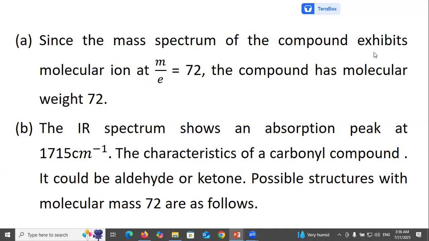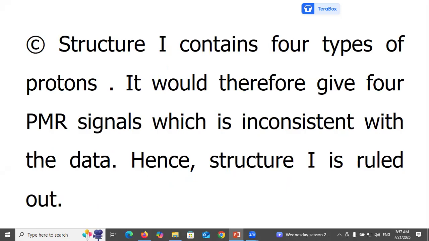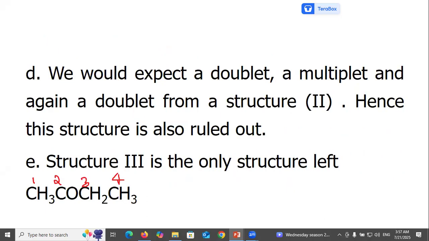Since the mass spectrum of the compound exhibits a molecular ion at m/e 72, the compound has molecular weight 72. The IR spectrum shows an absorption peak at 1715 per cm, characteristic of a carbonyl compound. It could be an aldehyde or ketone. Possible structures with molecular mass 72 are as follows. Structure first contains 4 types of protons. It would therefore give 4 PMR signals, which is inconsistent with the data, so structure first is ruled out. We would expect a doublet or multiplet and again a doublet from structure second, and this structure is also ruled out. Structure third is the only structure left.